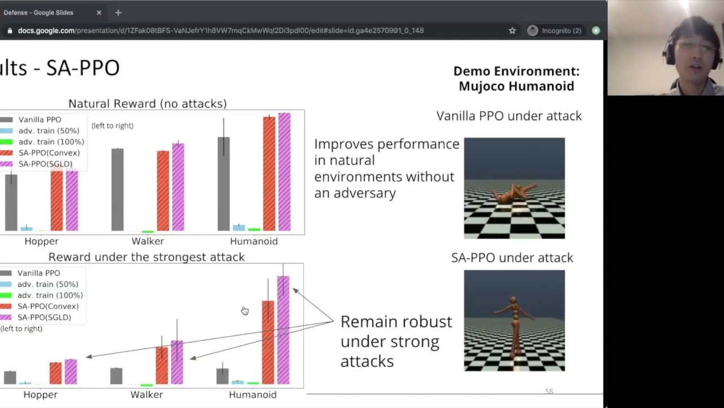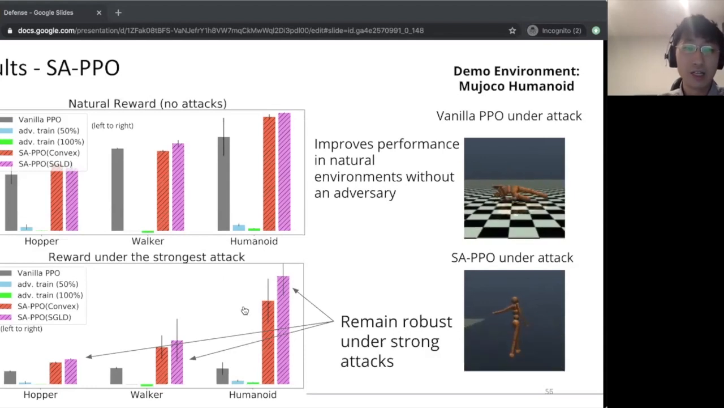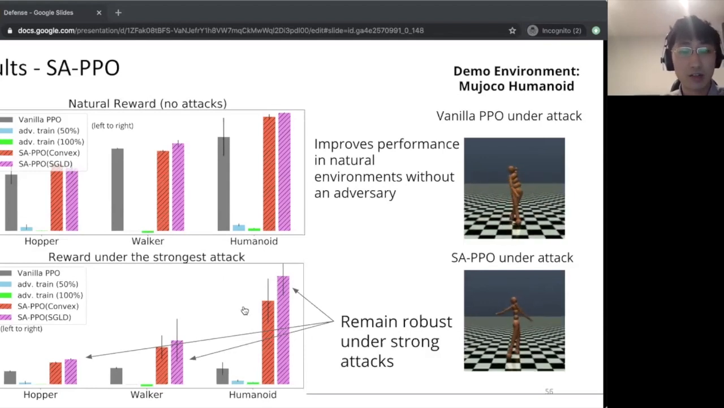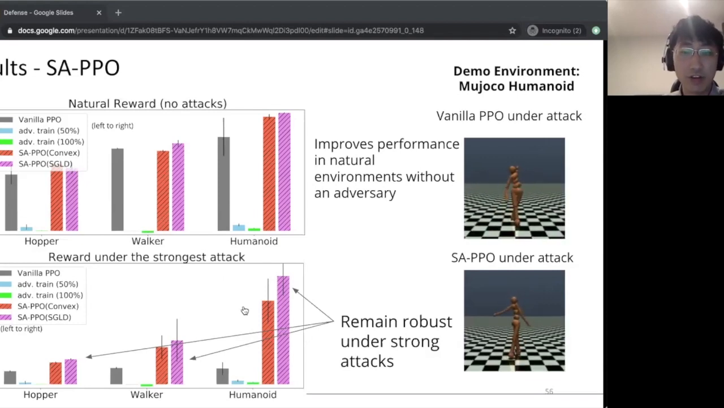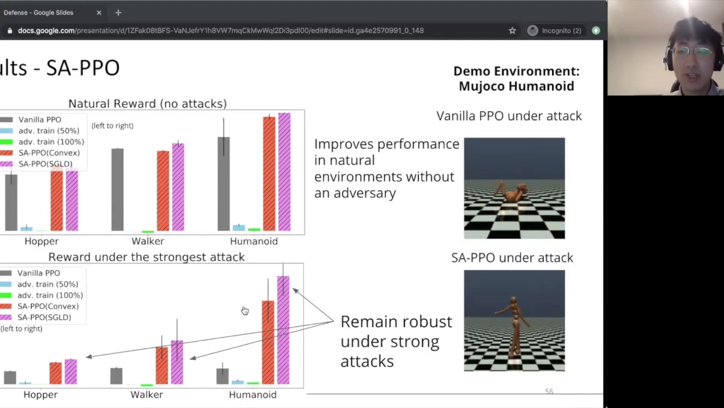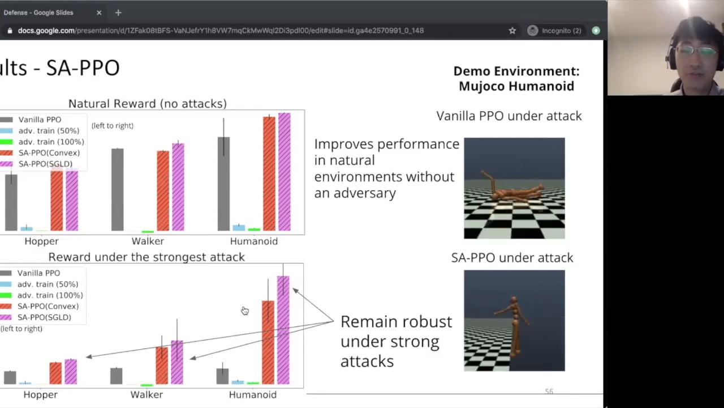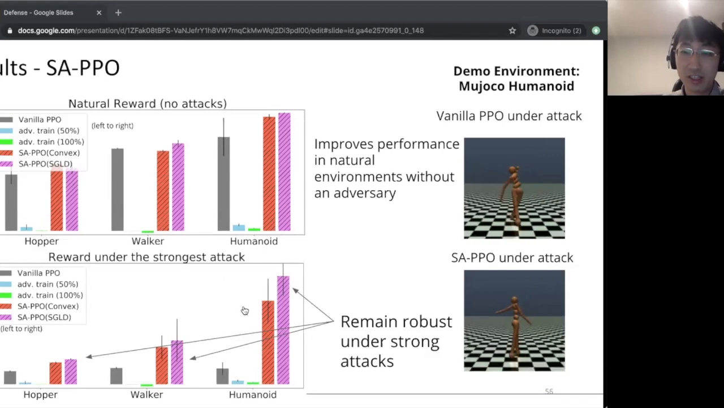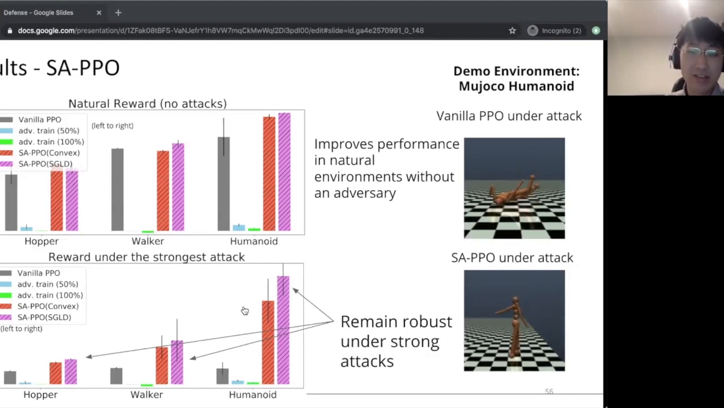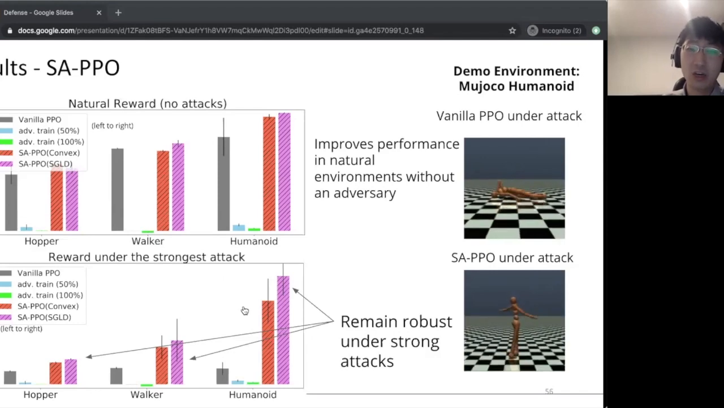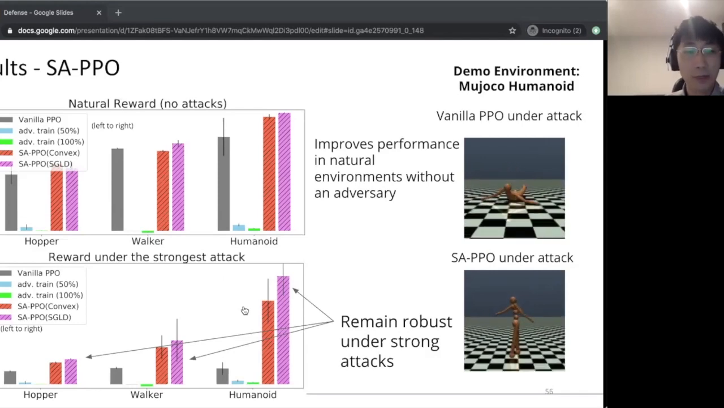When under strong attacks, our agents can significantly outperform other baselines and remain robust. On the right, we show videos of a humanoid environment. We can see that the vanilla PPO agents can barely stand up, but our SA-PPO agents can successfully walk for a very long way.